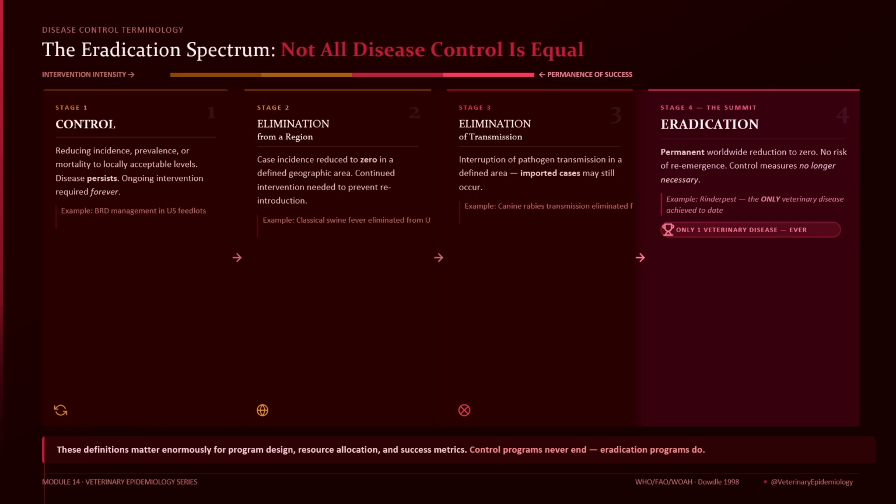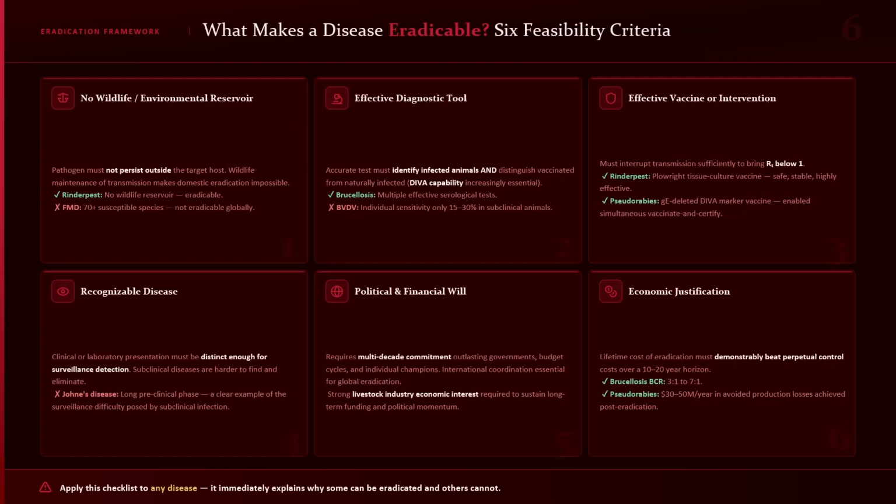The key distinction for your exam. Elimination is regional. The risk of reintroduction remains. Eradication is global and permanent. Disease can be eradicated, and that's not a defeatist statement. It's an epidemiological reality. Dowdle and others have given us a framework for thinking about eradication feasibility, and there are 6 criteria you need to know.